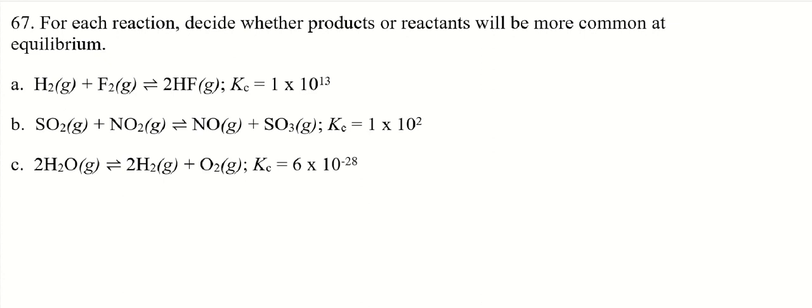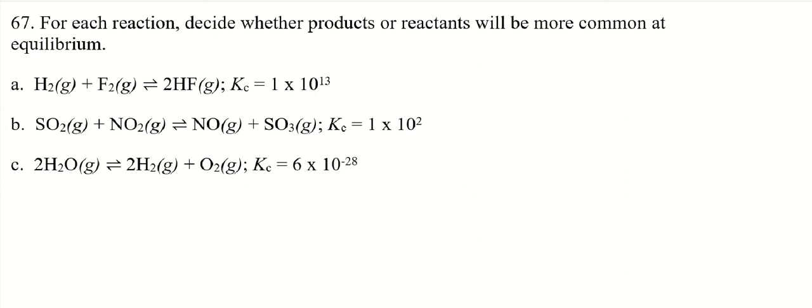Each of these reactions, we're going to decide whether the products or the reactants are more common at equilibrium. What that means at equilibrium is the rate of the forward reaction, which makes the products, equals the rate of the reverse reaction, which makes the reactants. That does not mean the concentrations are the same. Almost never means that, right?